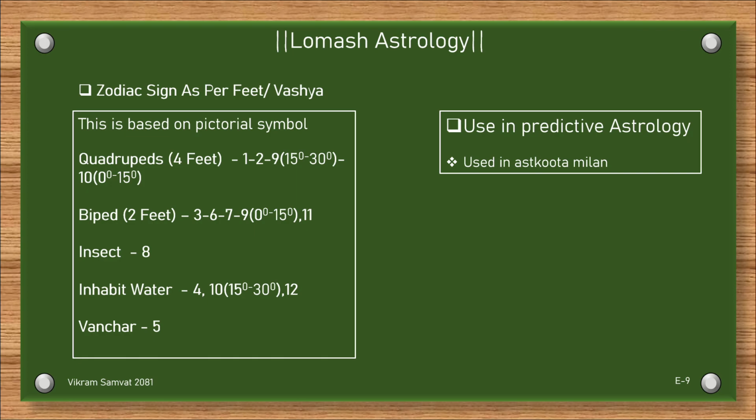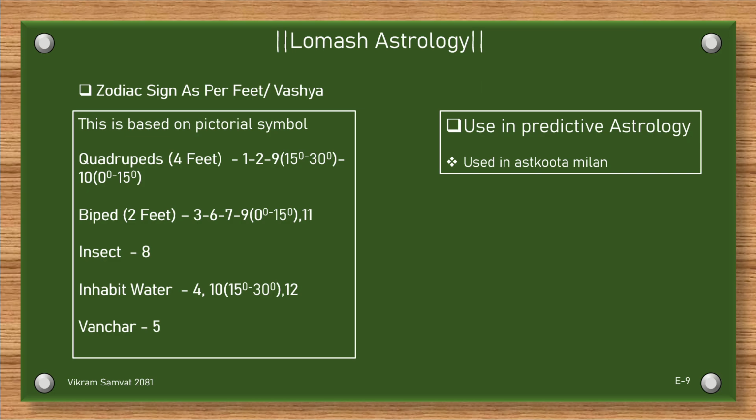Now Capricorn, number 10. If you see the pictorial symbol of Capricorn, you will find that the first half is represented by a deer, and the second half is represented by a crocodile. So 0 to 15 degrees is a deer, meaning a four-feet animal, and the second half is a crocodile.